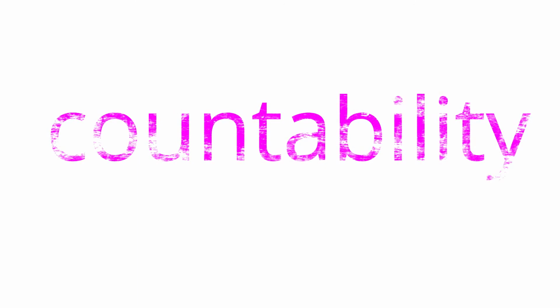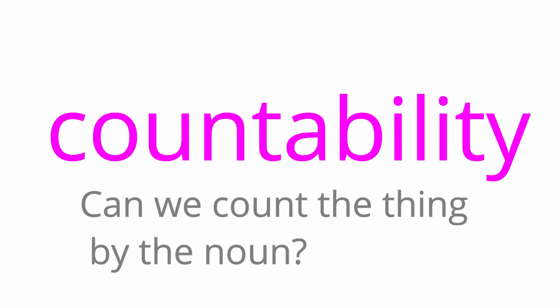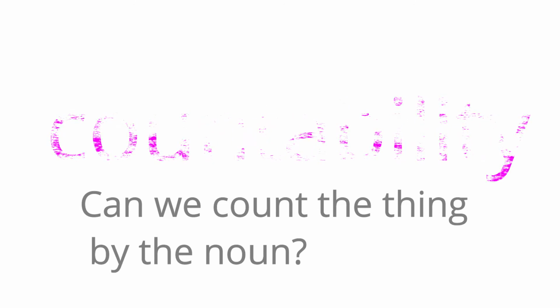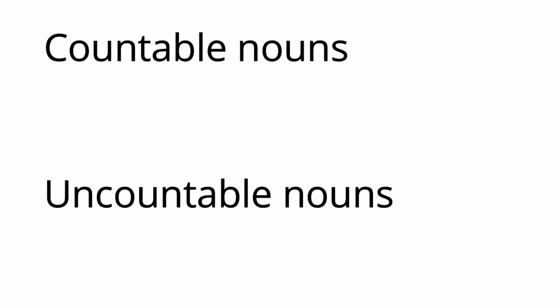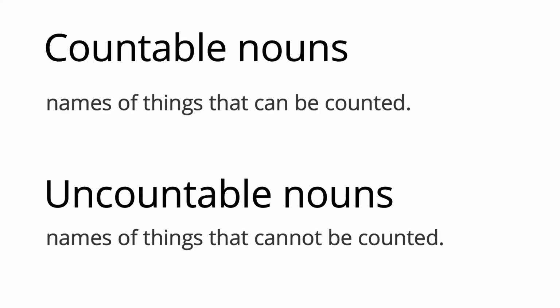In terms of the grammatical use of nouns, the most important aspect is that all English nouns must show countability in a sentence. Countability means whether the thing the noun refers to can be counted or not. In light of countability, nouns can be divided into countable nouns and uncountable nouns. Countable nouns are names of things that can be counted, and uncountable nouns are names of things that cannot be counted.